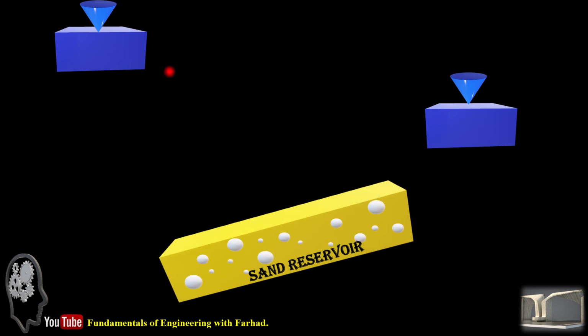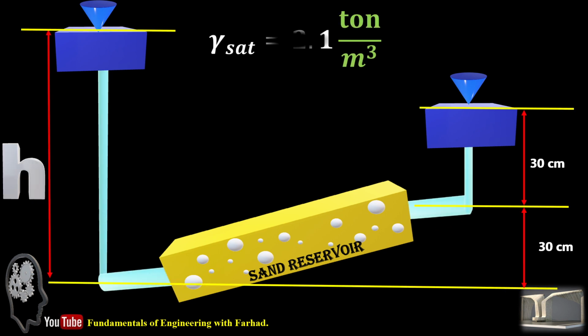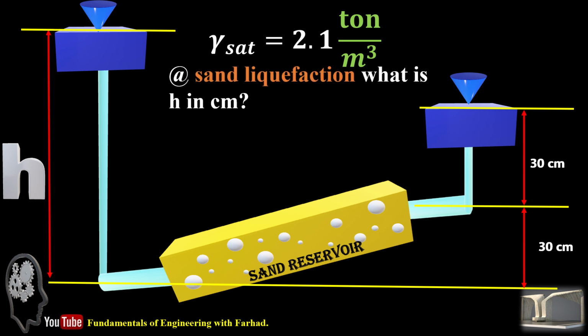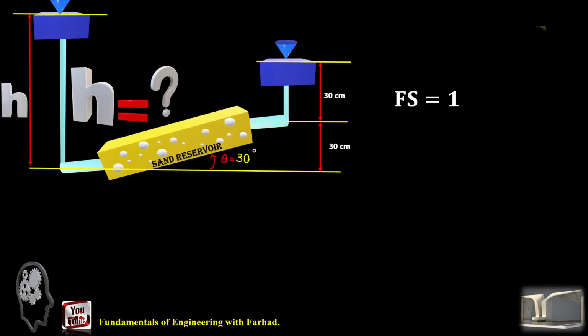So in such case, this is our upstream side, this is the downstream side, this is the sand reservoir, and these are the dimensions, and gamma saturated for sand inside the reservoir is equal to 2.1. And at the condition of sand liquefaction or quicksand, we want to know what is the height of water in the upstream side. The sand reservoir is tilted by 30 degrees from horizon, and definitely there is an upward seepage which leads to a critical condition and finally sand liquefaction.